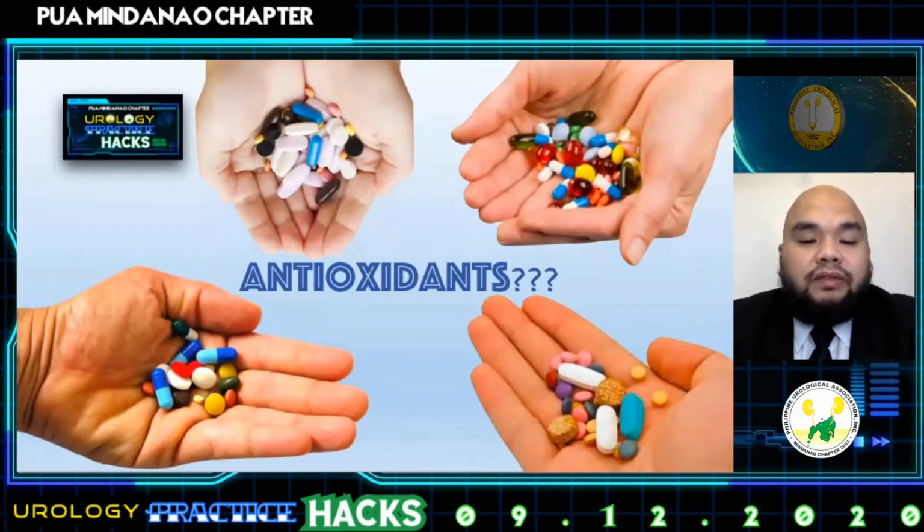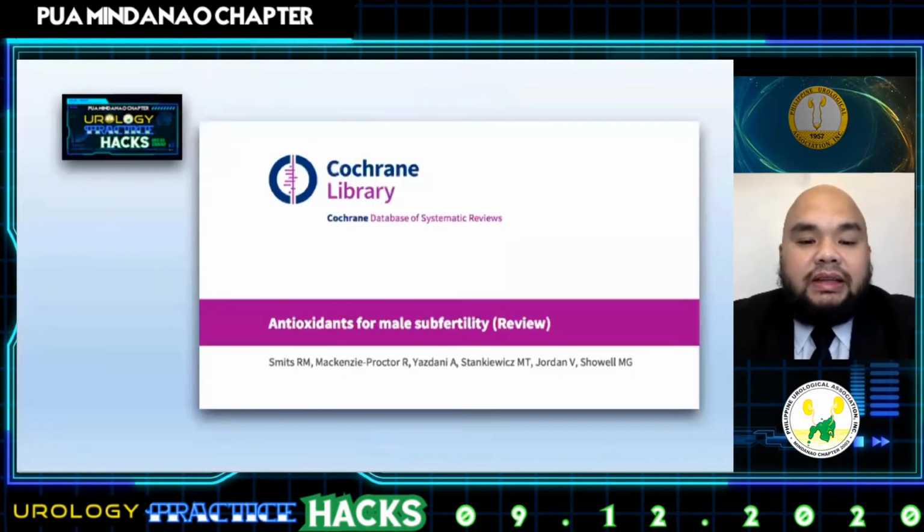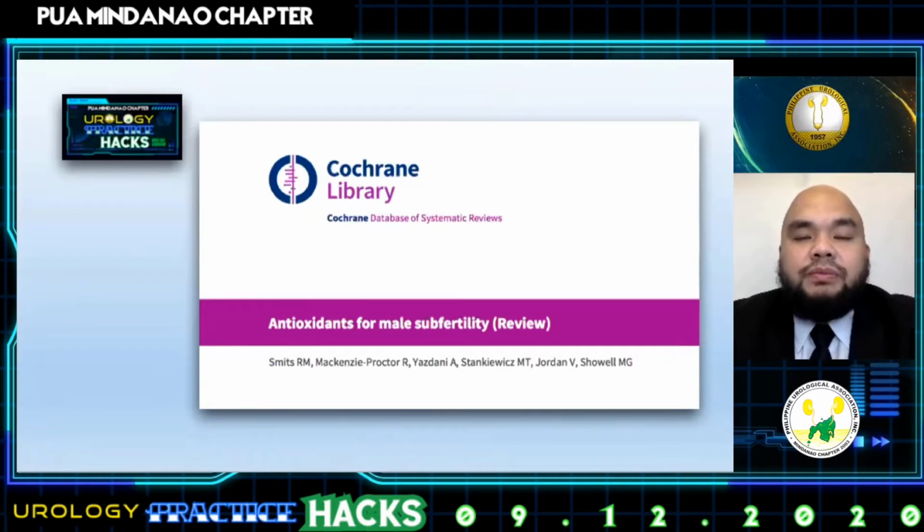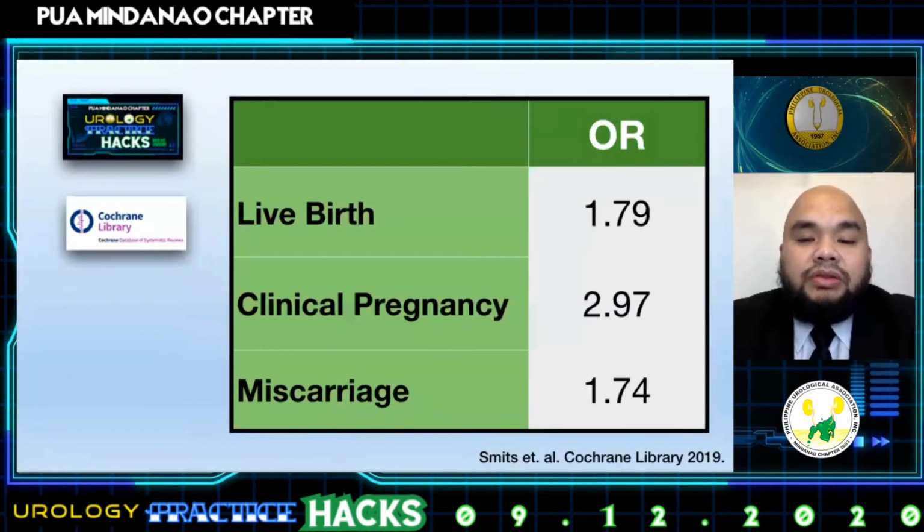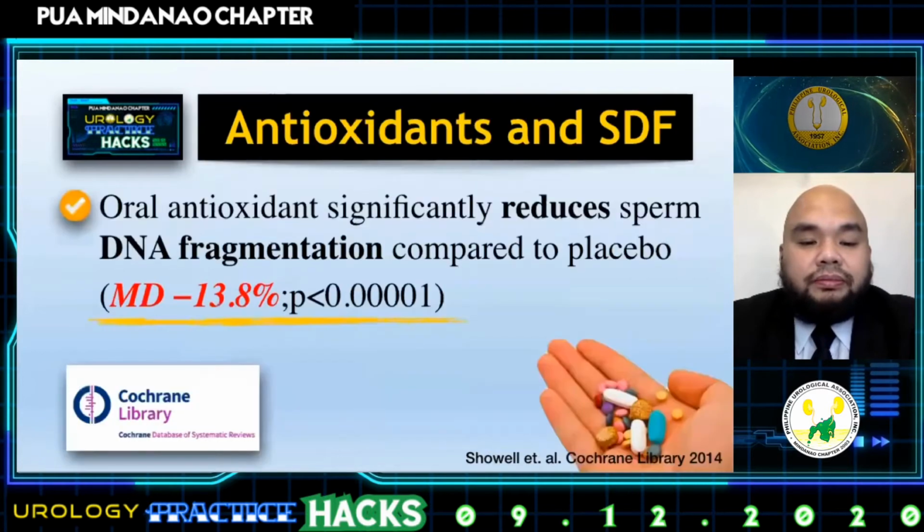Antioxidants are one of the most commonly given medications in male infertility. Based on the recent Cochrane database of systematic reviews on the use of antioxidants for male infertility, use of antioxidants is associated with significantly increased clinical pregnancy rate and live birth rate, and significantly decreased miscarriage rate. Antioxidant use is likewise associated with a significantly lower sperm DNA fragmentation test.